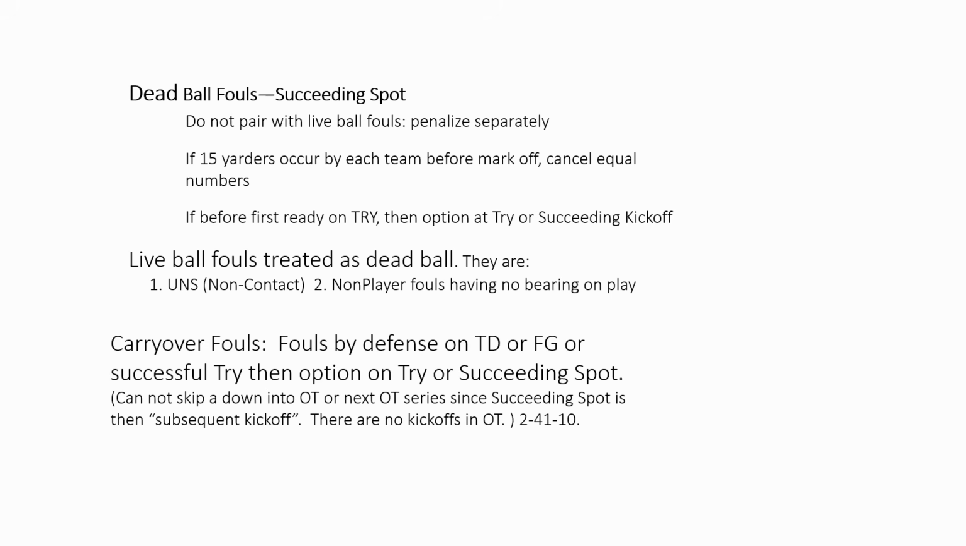Okay, a successful try would also have to be considered, the option on a field goal as well. You cannot skip it down, however, into overtime or the next overtime series, since the succeeding spot is a subsequent kickoff. There are no kickoffs in overtime. So if we have a score at the end of the last time down of the fourth period, and the extra point would make it a tie, and does make it a tie, that could be carried over to overtime because you're not skipping it down. On the other hand, if the touchdown itself is what ties the game, you can't skip the try into overtime. So that's the difference, that you cannot skip it down into overtime or the next overtime.